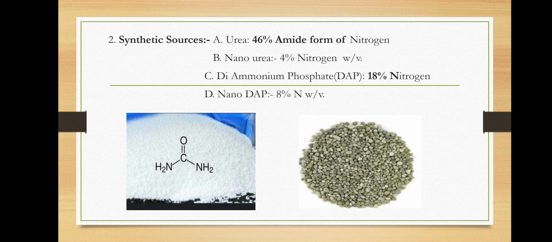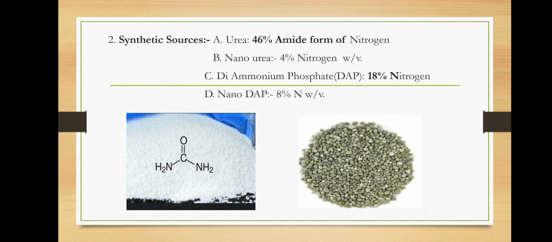Diammonium phosphate, DAP, is a commonly used fertilizer by farmers. 18% nitrogen is present in diammonium phosphate. It is a complex fertilizer, meaning it contains two nutrients. Not only nitrogen, it also contains phosphorus as 46% P2O5, in DAP, which is commonly used by farmers.